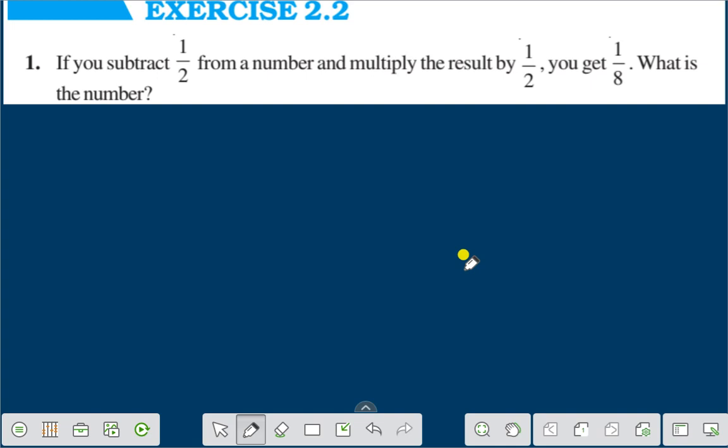If you subtract 1/2 from a number and multiply the result by 1/2, you get 1/8. What is the number? Let us solve this problem.